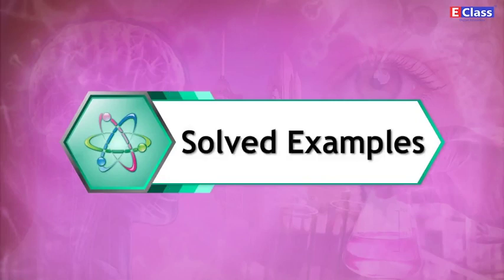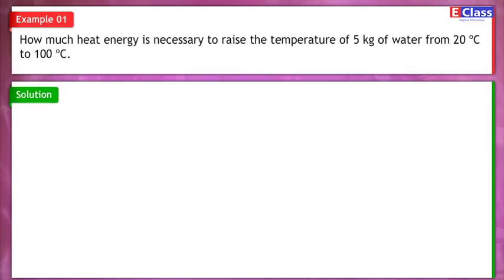Solved examples. Example 1. How much heat energy is necessary to raise the temperature of 5 kg of water from 20 degrees Celsius to 100 degrees Celsius?